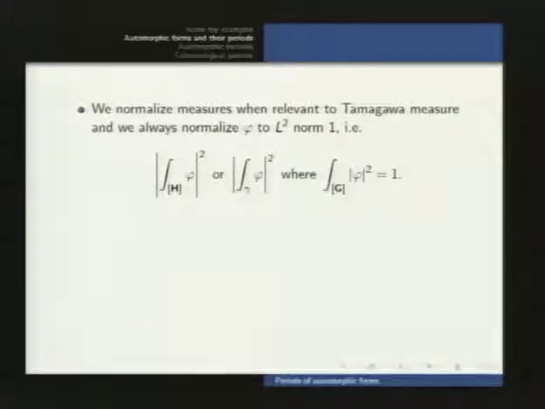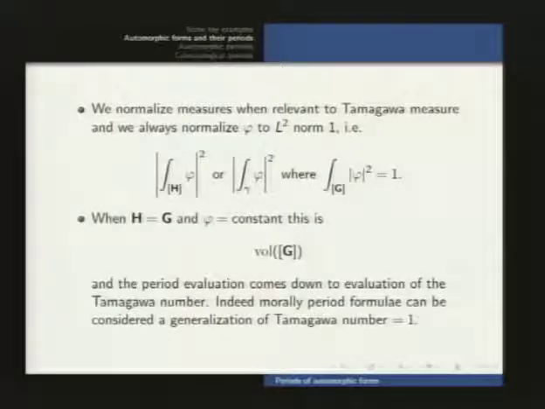But the second point is that the simplest case of this story is when the group H is equal to the group G and the function phi is constant. In that case, you're just integrating the function 1 over G, and the period, according to my definition, is just the volume of G. So the period evaluation comes down to the evaluation of the Tamagawa number. You can think of these period formulas as being a generalization of this Tamagawa number story from the constant automorphic form to all the rest.